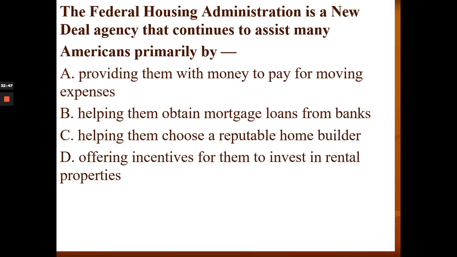The FHA is a New Deal agency that continues to assist many Americans primarily by doing what? All right, the answer is B, loans, FHA loans, mortgage loans, the loan on your house.